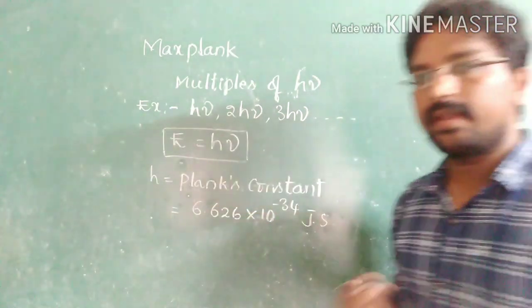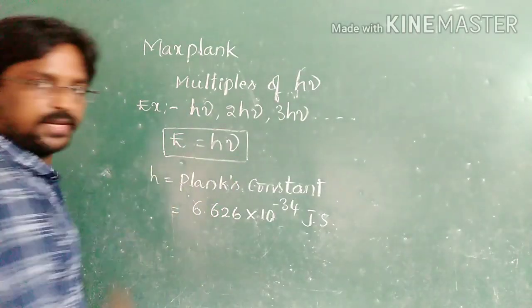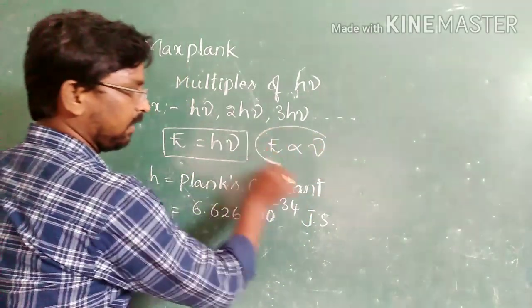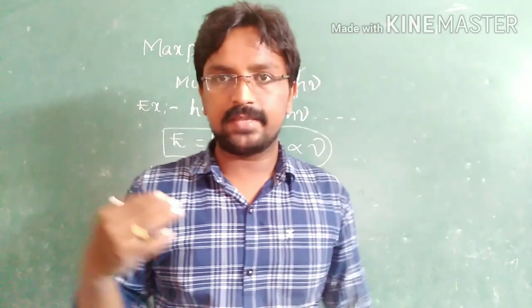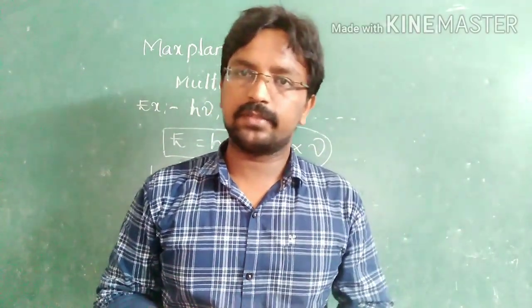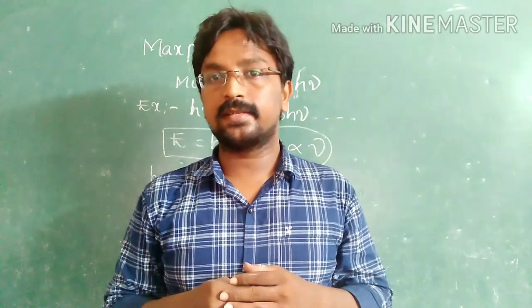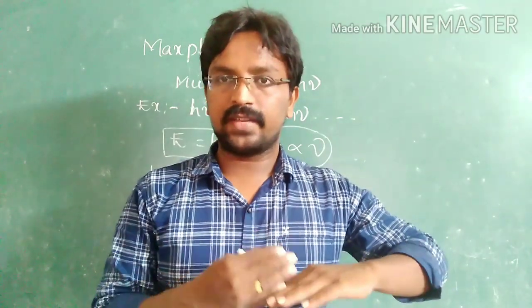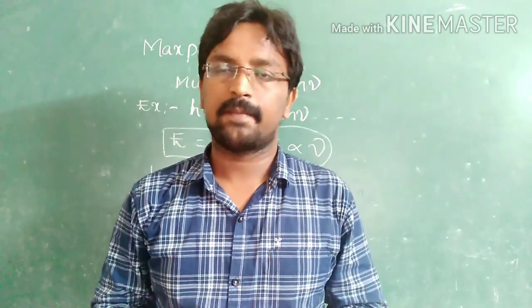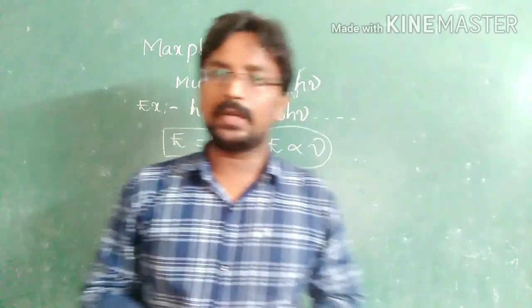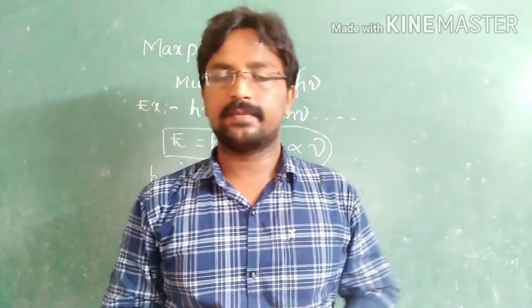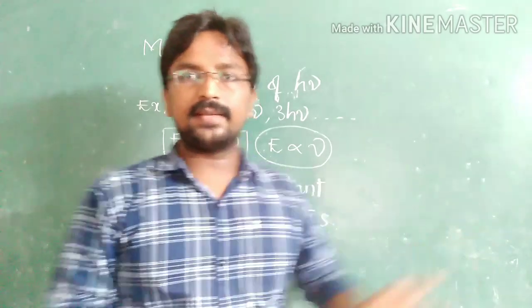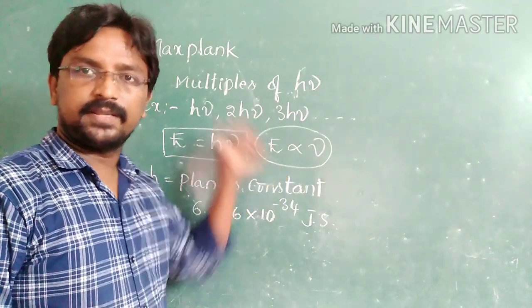The relation between energy and frequency is that E is directly proportional to nu. That means if frequency increases, energy also increases. If you observe in VIBGYOR, red color has more wavelength, that means less frequency. Less frequency means red color has less energy also. The blue color wavelength is less than the red color, but its energy is more than red color. Like that, the relation is obtained by Max Planck.